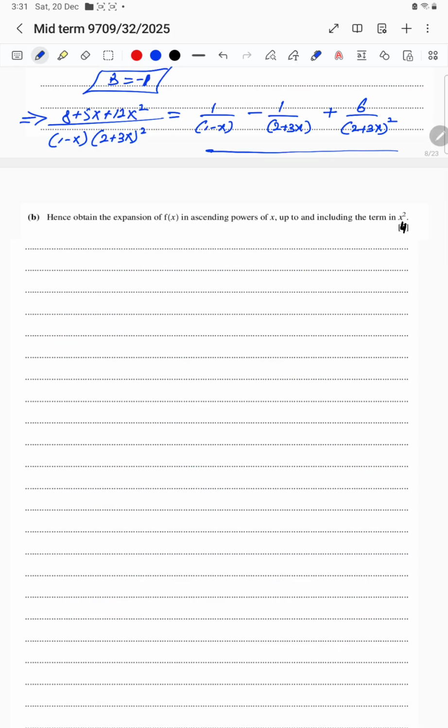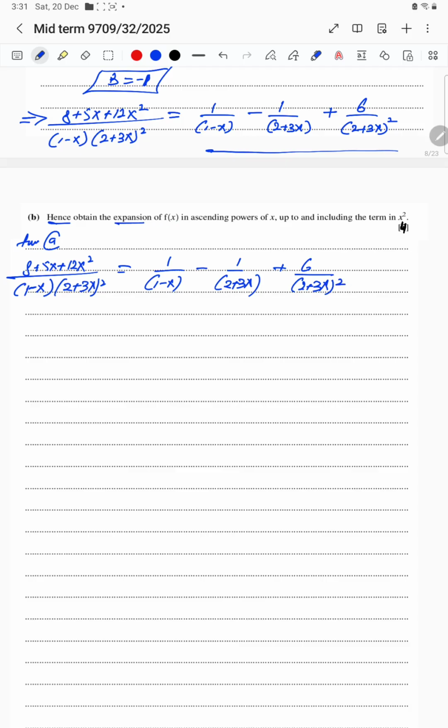Here, this part B says hence obtain the expression. It means the same term from A. We have (8 plus 5x plus 12x squared) over (1 minus x)(2 plus 3x) whole squared, equal to 1 over 1 minus x minus 1 over 2 plus 3x plus 6 over (2 plus 3x) whole squared. And we have to expand this in ascending powers of x up to and including the term in x squared. Okay, and here we need to apply the binomial series formula.